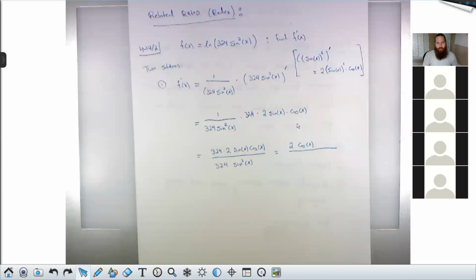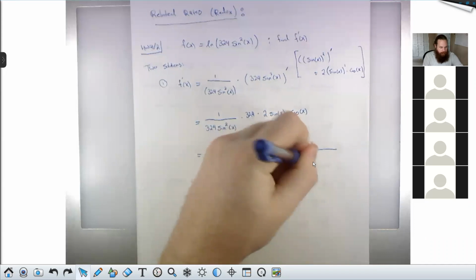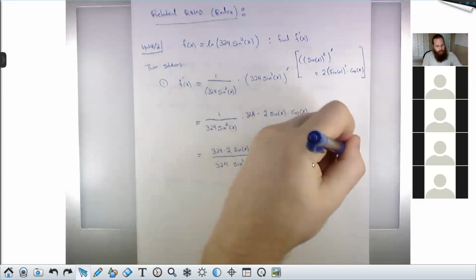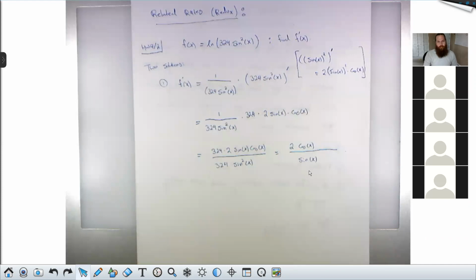And then from here to here, I'm just going to simplify a little bit. So the sine x here is going to cancel into the sine squared downstairs. So it's gone from the top. The 324s are going to cancel. The 2 and the cosine upstairs survive. And downstairs, we just have 1 copy of sine x that survives. So this is my derivative. Now, this is not how I would recommend calculating this derivative, and I'll show you exactly what I mean. There's a much nicer way to do this. So this is one of 2 solutions that I propose. This is if we jump in right away and differentiate with the chain rule.